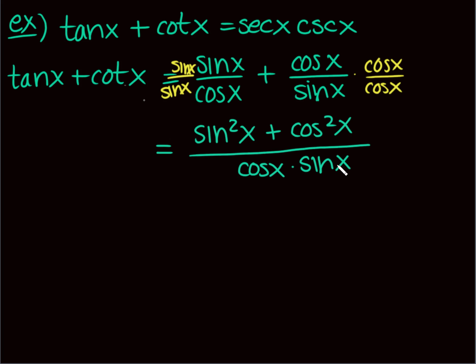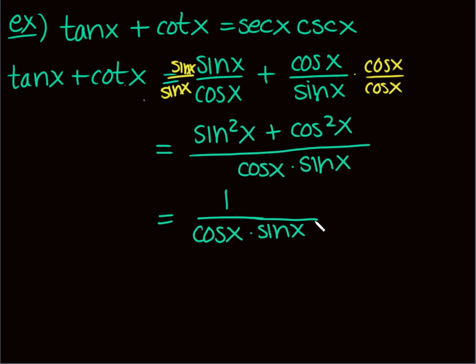It doesn't matter because multiplication in the real numbers is commutative. Even in the non-reals, it's commutative. What now? Okay, so I have this beautiful fraction. Now, you should be just ecstatic that you see a sine squared plus cosine squared, because what is sine squared plus cosine squared? You are right, it's 1. So this is 1 over cosine x times sine x.